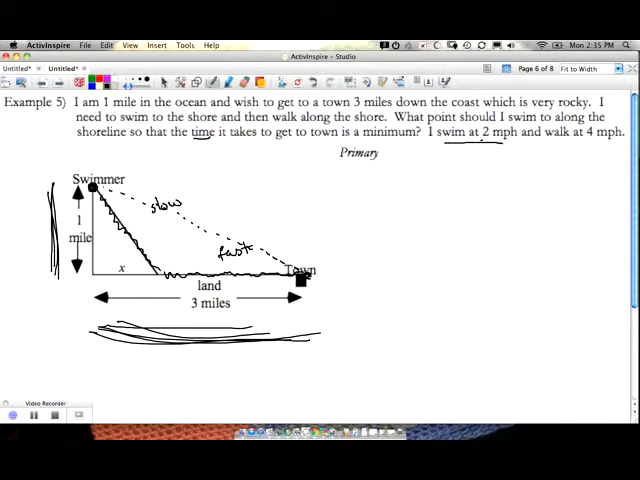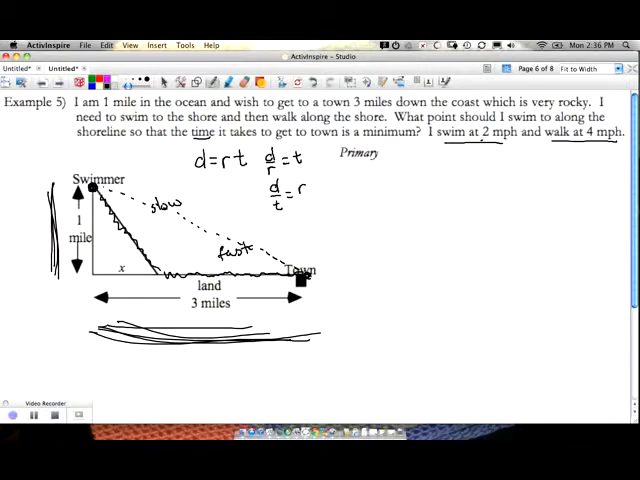So what we're looking at then is if I swim at 2 miles per hour, walk at 4 miles per hour, I need to consider how do I relate that with distances and rates and times. Wait a second, we have an equation. I like to call it the dirt equation. D equals RT, which also means that D over R equals T, or D over T equals R.